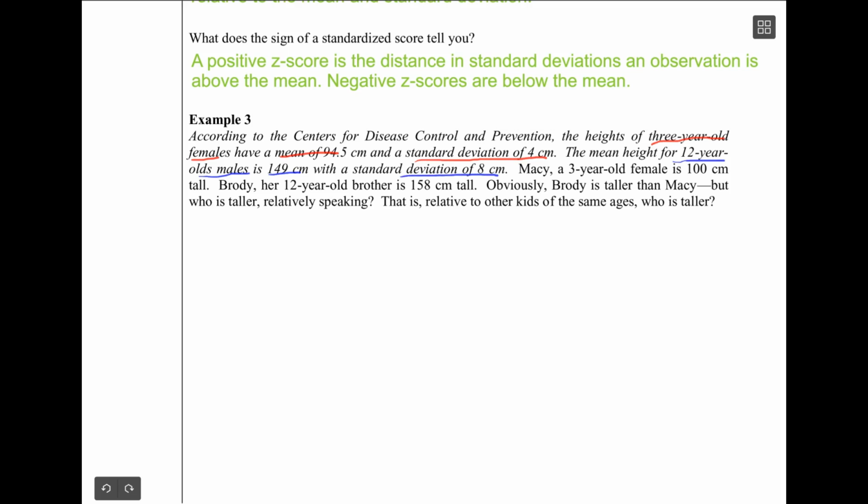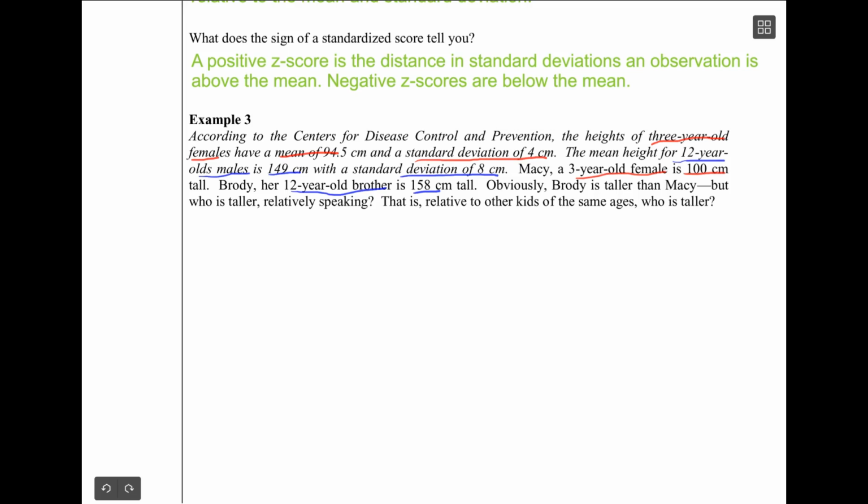Macy is a 3-year-old female. She is 100 centimeters tall. Brody is her brother, a 12-year-old brother who is 158 centimeters tall. Obviously, Brody is taller than Macy, but who is taller relatively speaking? That's what a z-score tells you, relative to other kids their same ages, who is taller.